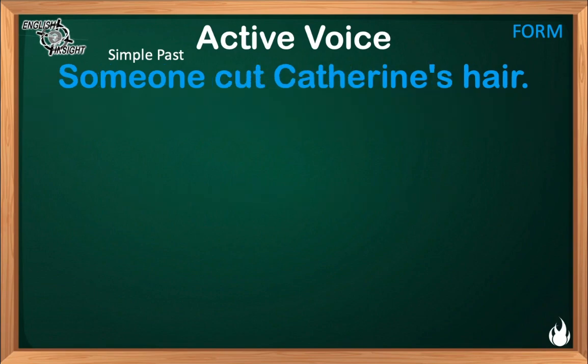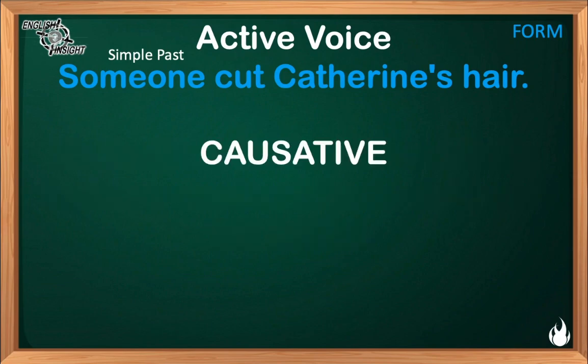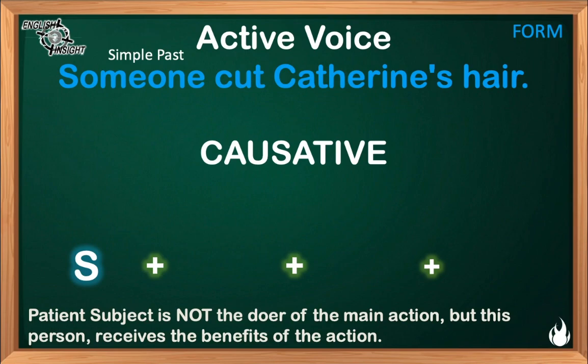Now, let's check this other example. Someone cut Catherine's hair. In this case, Catherine did not do the activity, but she received the benefits of the action. In order to express that idea in causative, we have to follow the next structure. We commence by mentioning the patient subject, which is not the doer of the main action, but this person receives the benefits of the action. And in this particular case, it is Catherine.